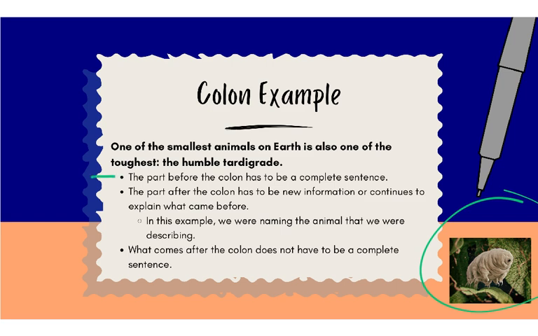The first thing is the part before the colon has to be a complete sentence. So, one of the smallest animals on earth is also one of the toughest. That is an independent clause or a complete sentence.